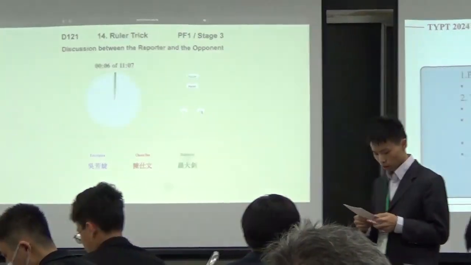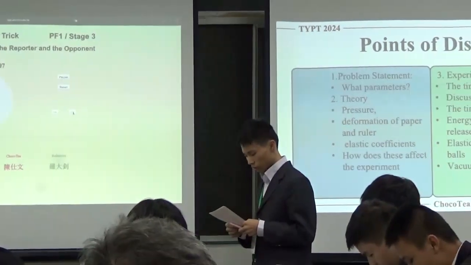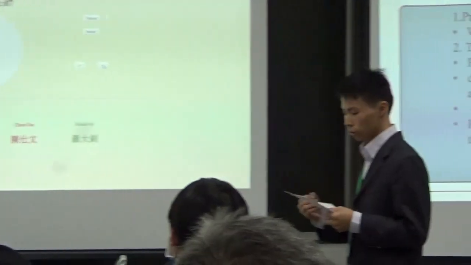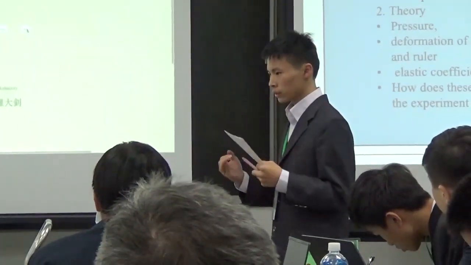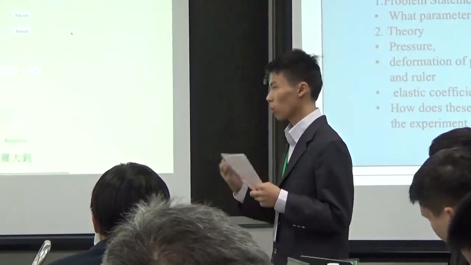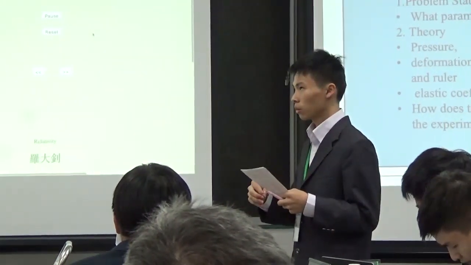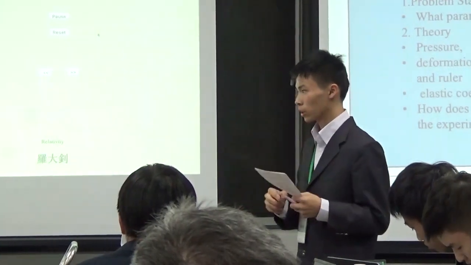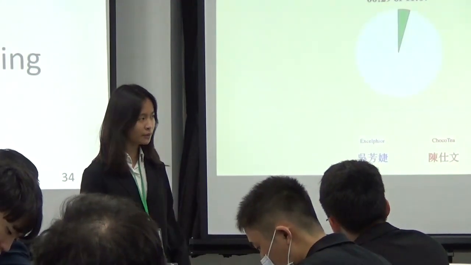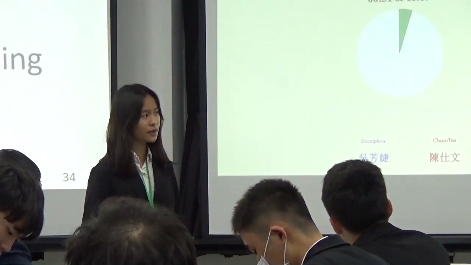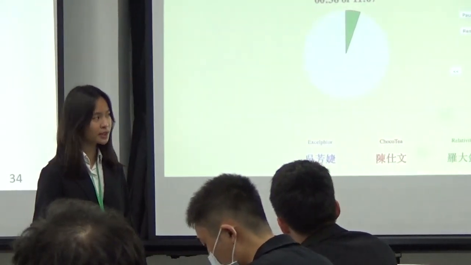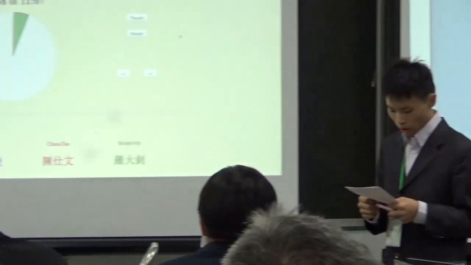Okay, so first, reporter, you said you consider the contact time, right? So with the same mass or same force, when the contact time is longer, will the ruler be easier or harder to fall? When the contact time is longer, it means that there is more time for airflow to flow in. So the velocity of airflow will be slower, so the critical height will be lower. Okay.